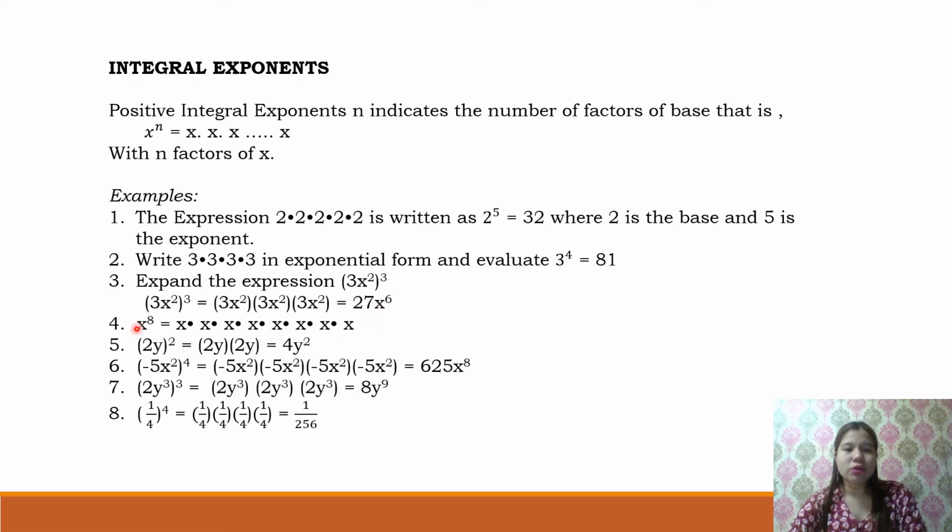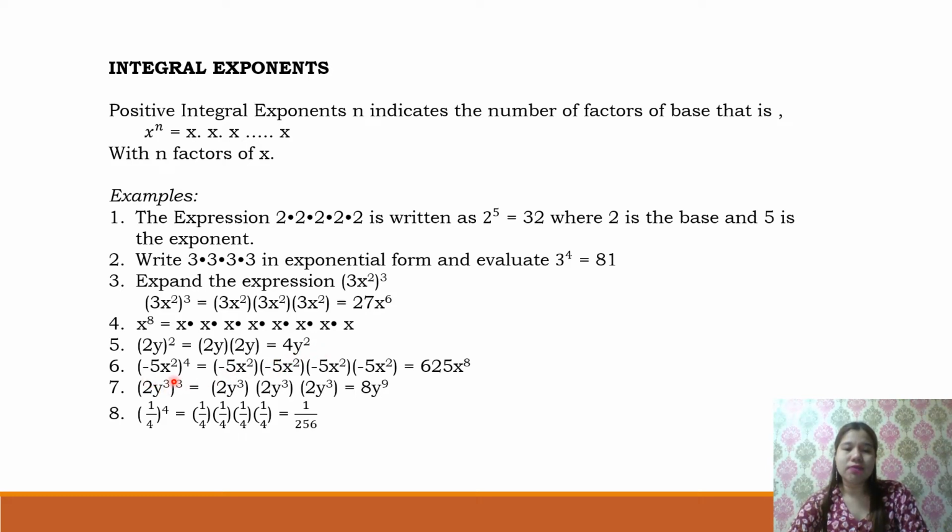Another example, we have x raised to 8. The expanded form is x times x times x times x times x times x times x times x. And then quantity of 2y squared is equal to 2y times 2y. So we have 2 times 2 is 4, and then we add the exponents. When there is no exponent, it means there is a 1, raised to 1. So 1 plus 1 is 2. That's why the answer is 4y squared.